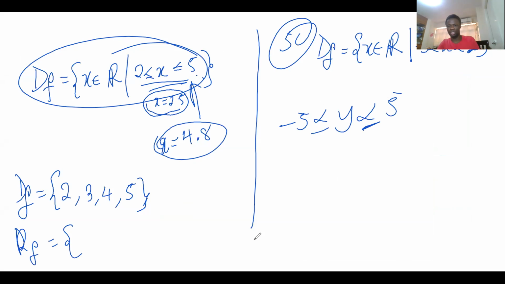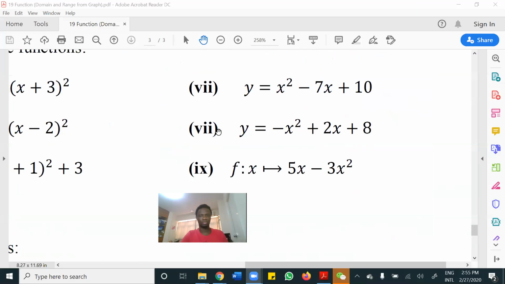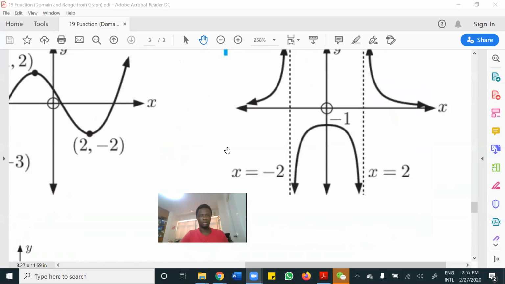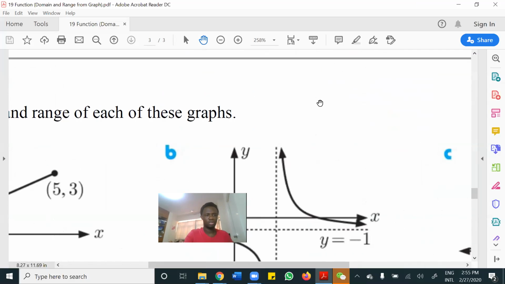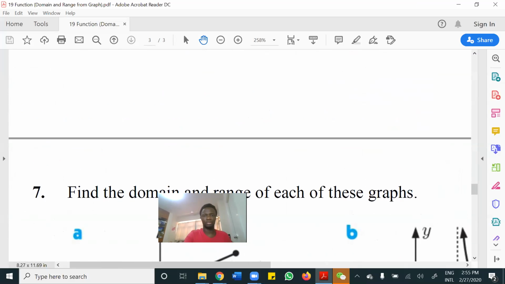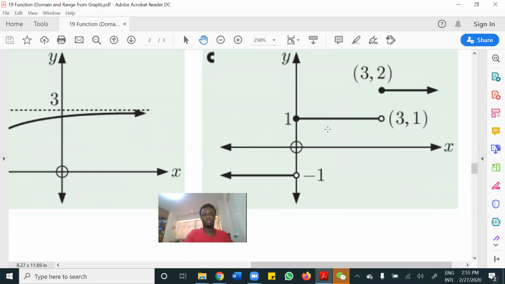Next will be Nakita. Mine is 6C. Let's go to 6C. Okay, one of these. Is that 6C? No, that's 7, sorry. Yeah, the green one. Okay, here we go.